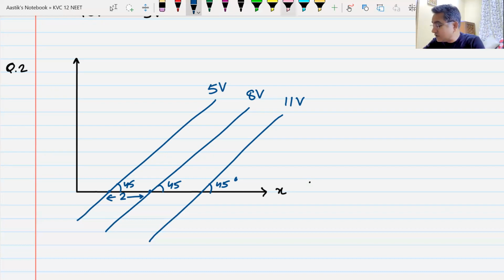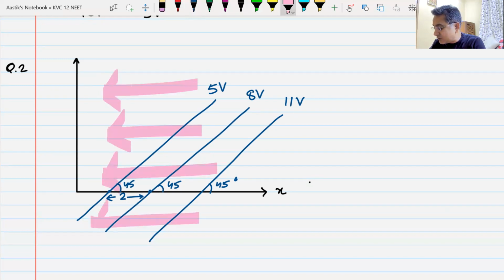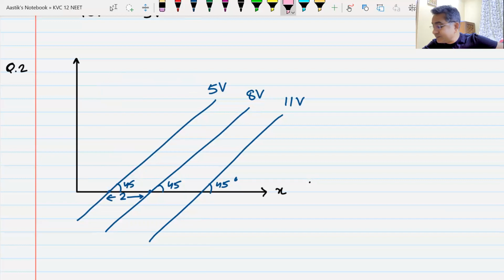Left direction. So should I draw them like this? Left like this? No. Then they are going to disappear. Then how should I draw them?